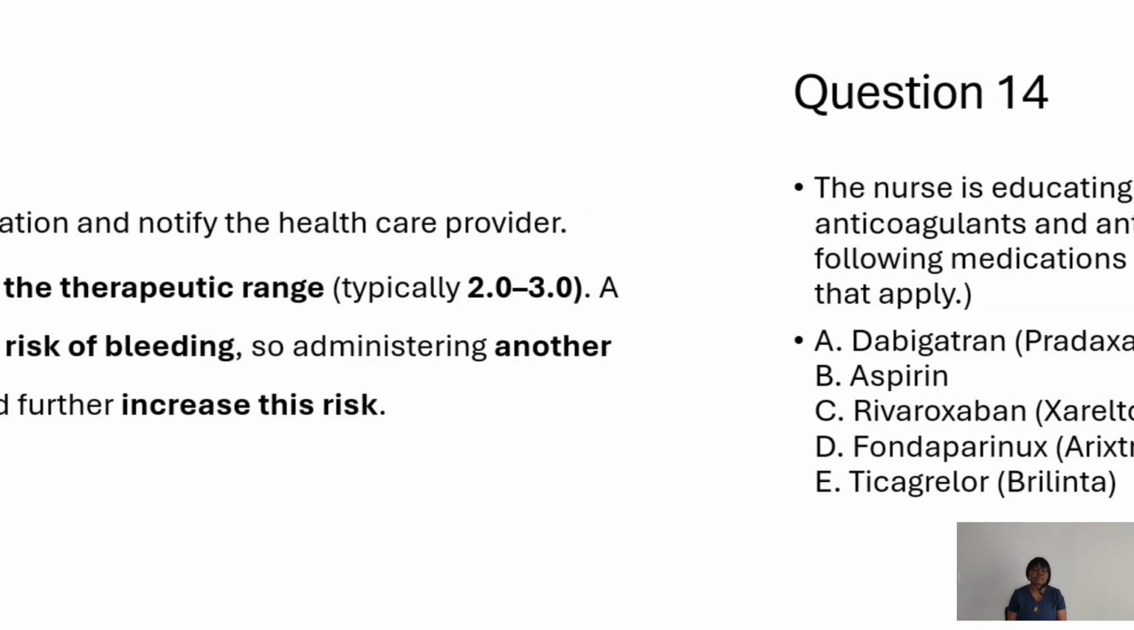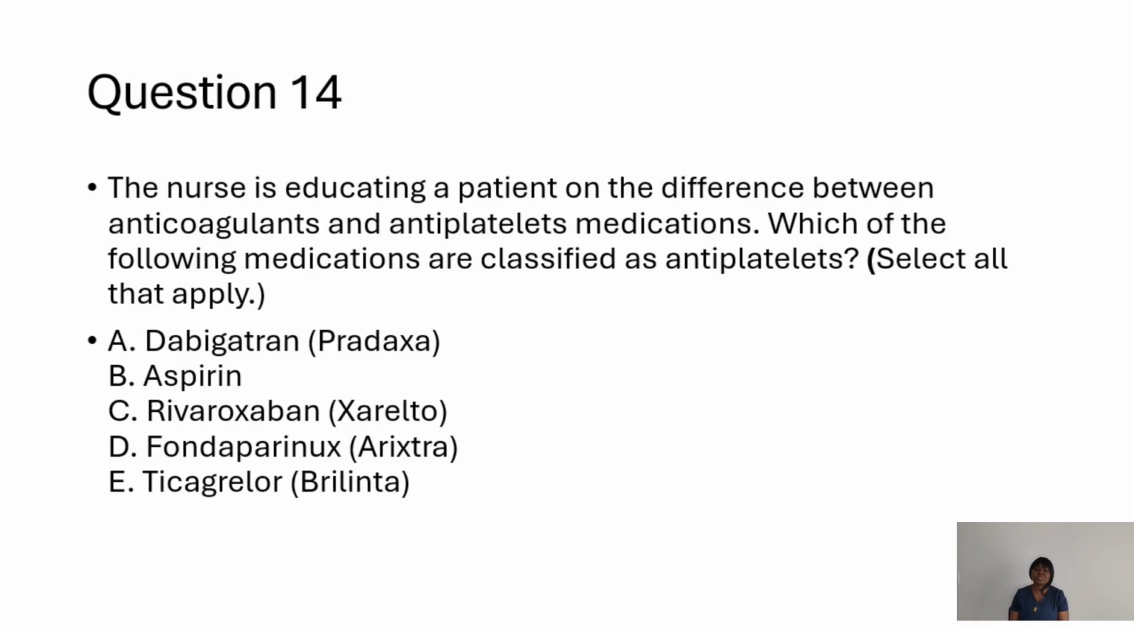Question 14. The nurse is educating a patient on the difference between anticoagulant and antiplatelet medications. Which of the following medications are classified as antiplatelets? Select all that apply. A, dabigatran. So dabigatran is an anticoagulant. B, aspirin. Yes, aspirin is an antiplatelet. C, rivaroxaban. So this is also an anticoagulant.